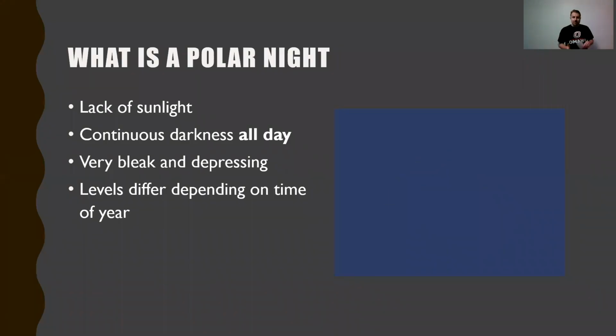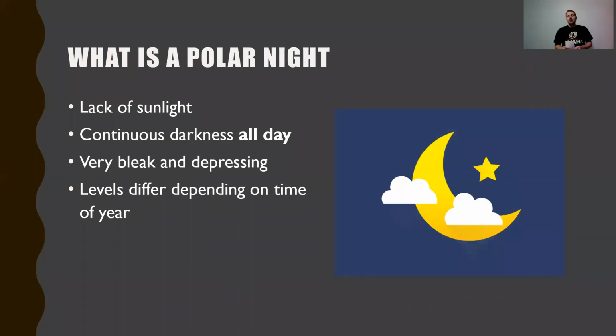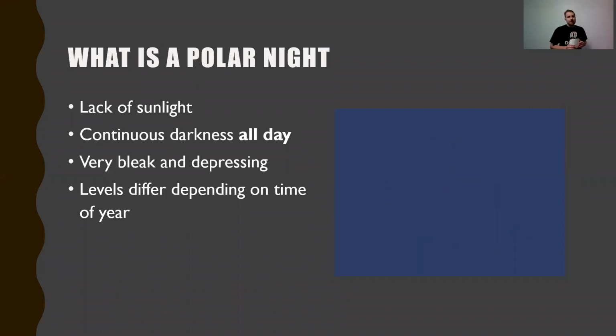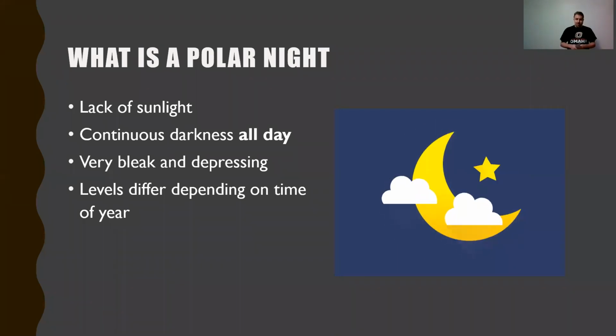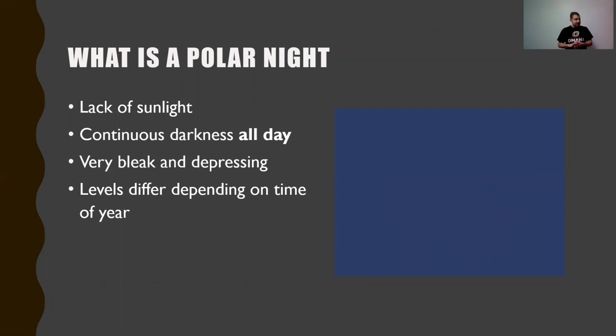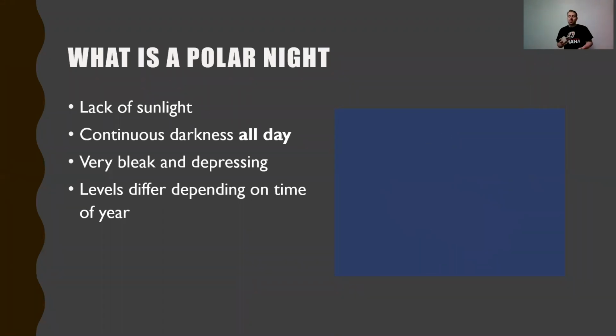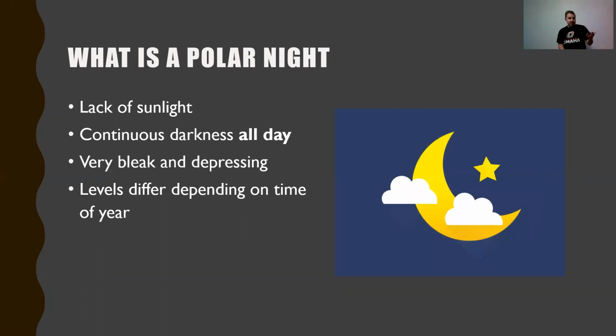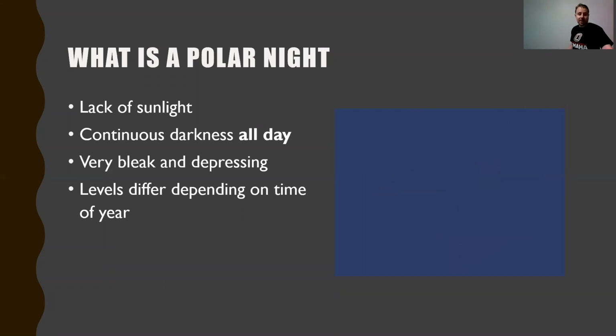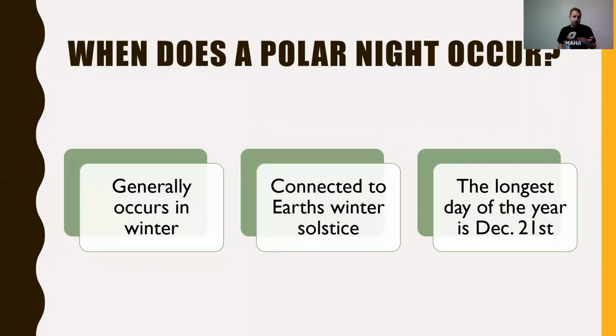Okay, polar night. The polar night is characterized by a lack of sunlight. It is basically continuous darkness all day. It's very bleak and depressing, but the levels differ depending on what time of year it is. What time of year would all this happen? Well, it generally occurs in winter. It's connected to the Earth's winter solstice, which is usually on December 21st, so that is the darkest day of the year.